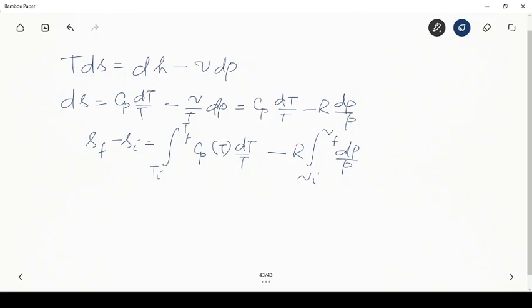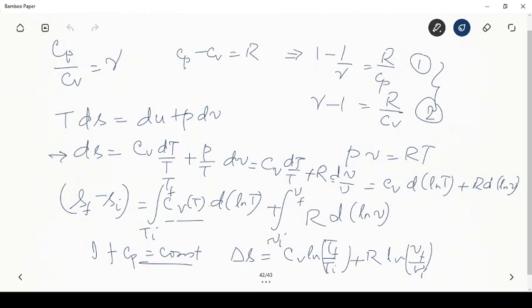Okay, so this is your expression. You can calculate this delta S using this expression. Let's call this equation number 4, and if we go back to the previous page, we call this equation number 3. So you can calculate the delta S from either equation number 3 or equation number 4.